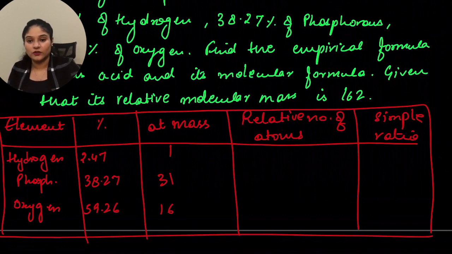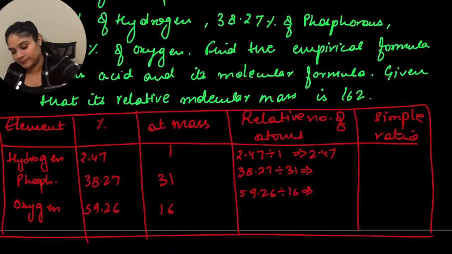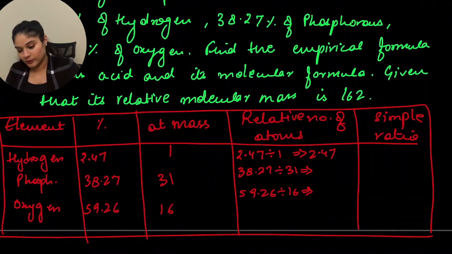I'll still write the division so that the students who have not practiced this enough are able to understand what I'm dividing. So 2.47 divided by 1 gives me 2.47. 38.27 divided by 31, I'll calculate that. Then 59.26 divided by 16 will give me what? Okay, so for this one, I'm getting 1.2. For this one, I'm getting 3.7.